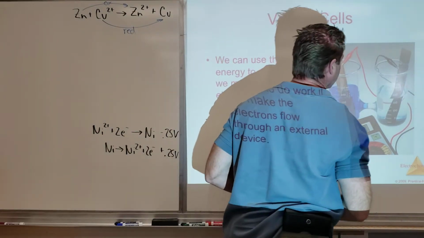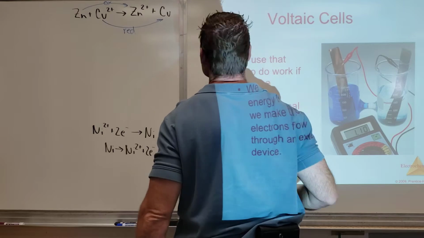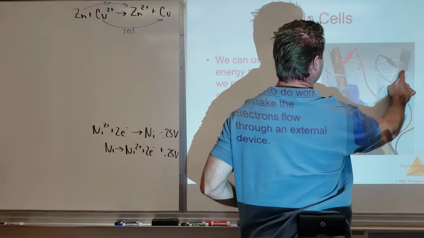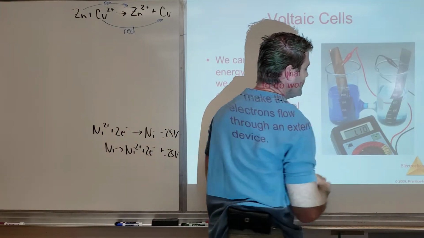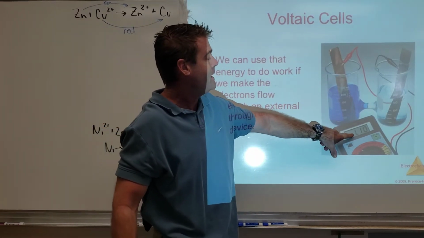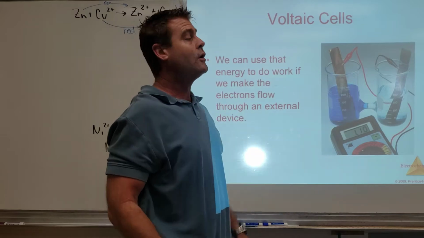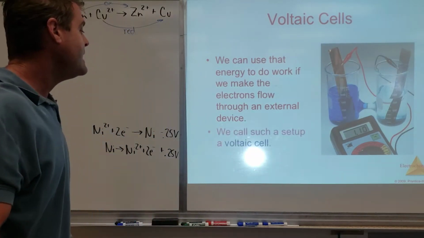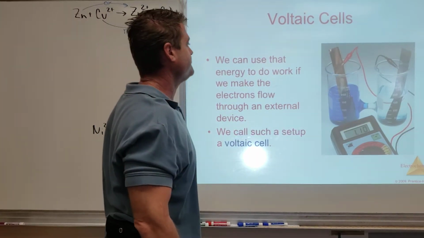And so what we're doing here is those electrons that are coming from the zinc, we're causing those electrons to flow through here. And this is a voltmeter, and it's showing this is, in a sense, constructing a battery that's generating or producing 1.10 volts. That's what we call a voltaic cell.